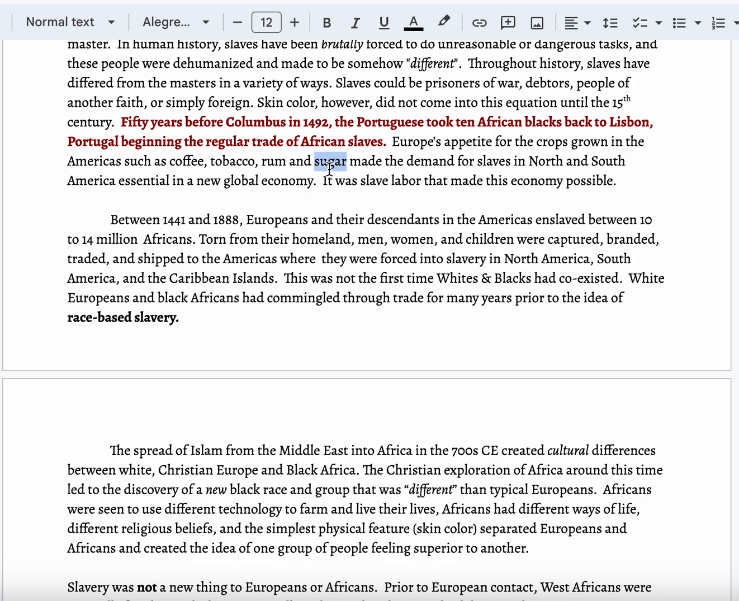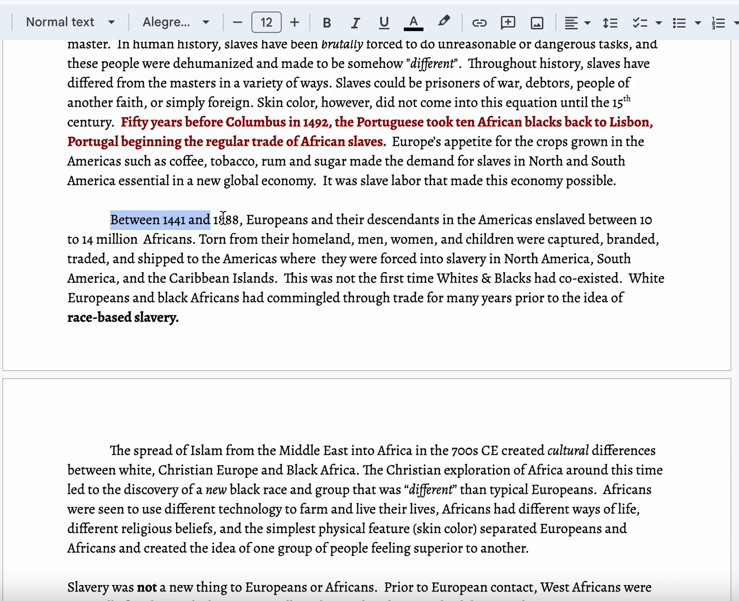And for these high-demand, expensive and difficult crops to grow, slave labor was what made it possible, because you had these mass amounts of people working, and they were the ones enduring the struggle work in order for the crops to be grown. And if slaves died, it wasn't an issue to the Europeans, as they would simply replace them with more slaves.